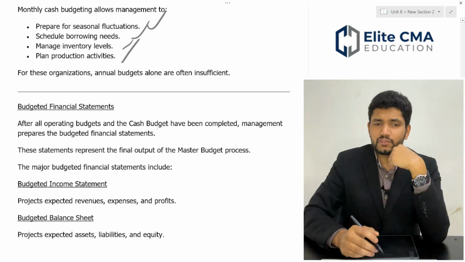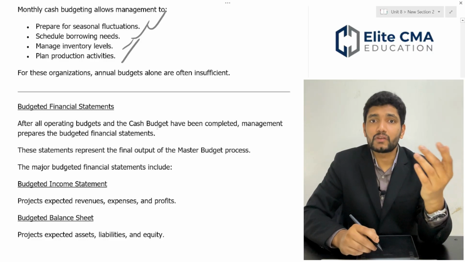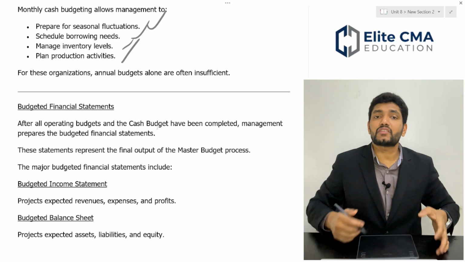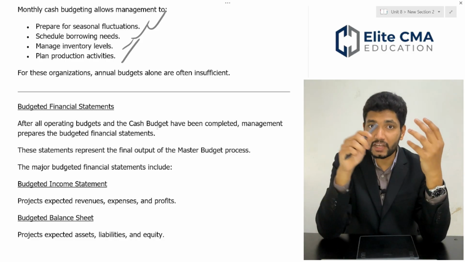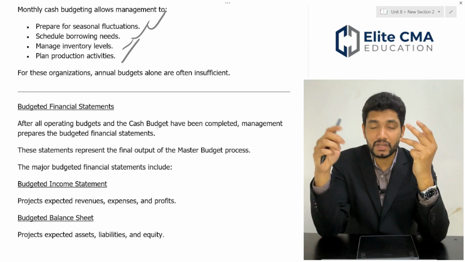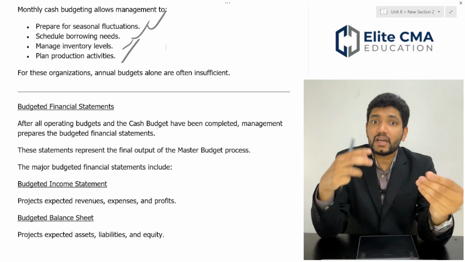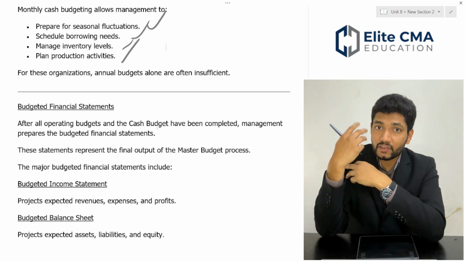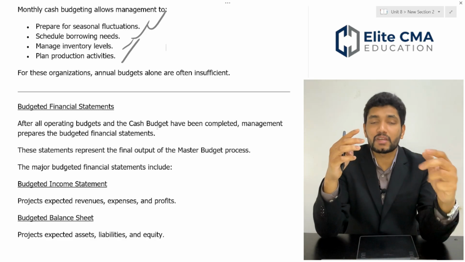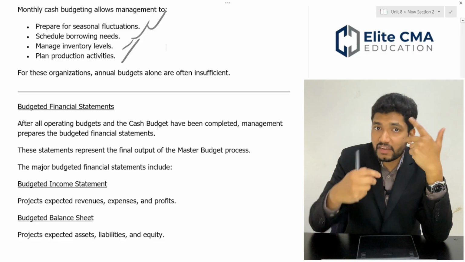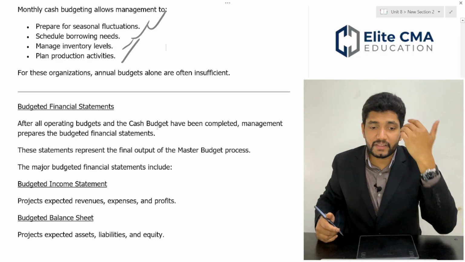Now, let's move into the budgeted financial statement. What is a budgeted financial statement? It is the preparation of key financial statements like the income statement, balance sheet and statement of cash flow based on the budget. We are preparing the expected income statement, balance sheet and statement of cash flow based on the budgeted figures.